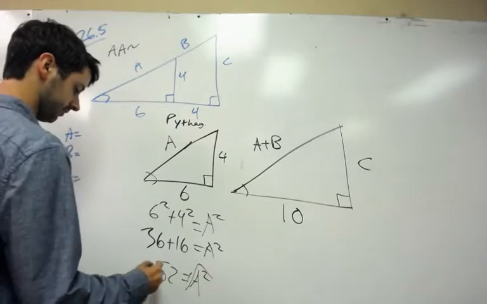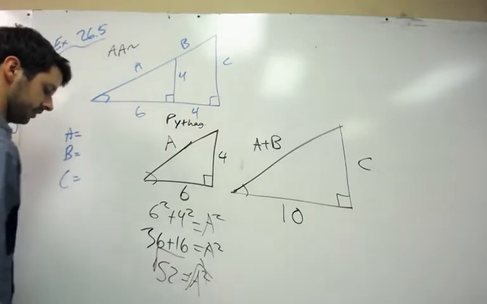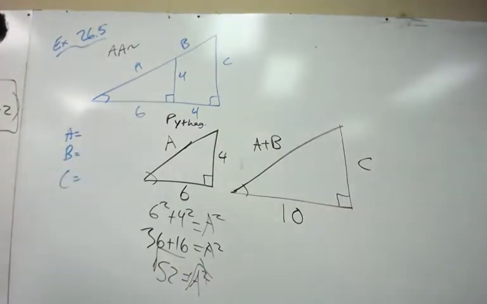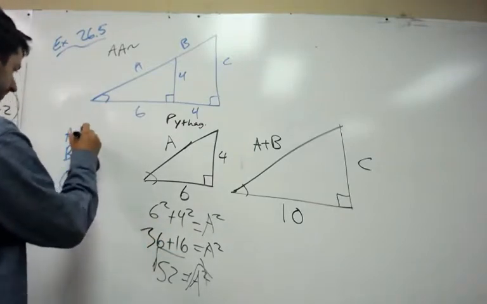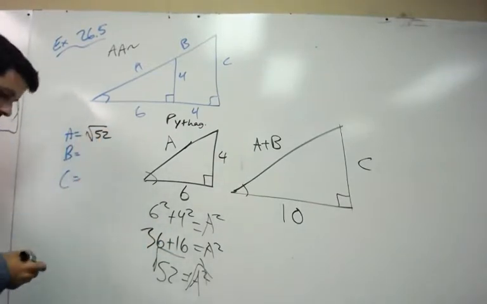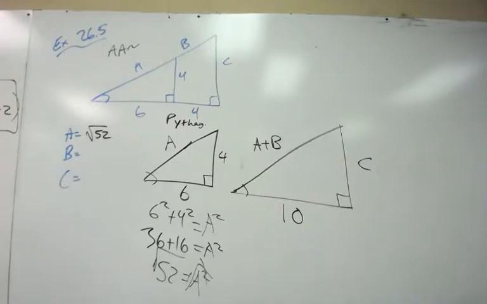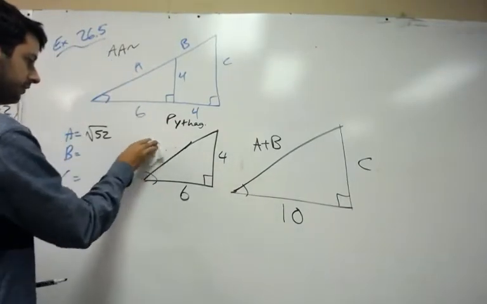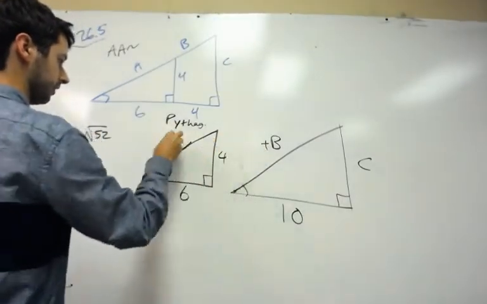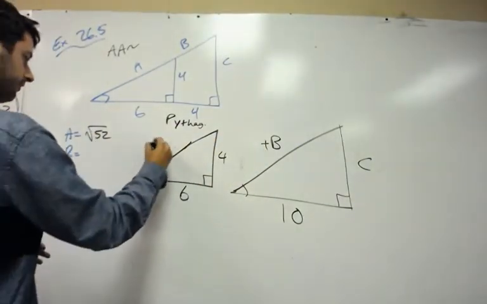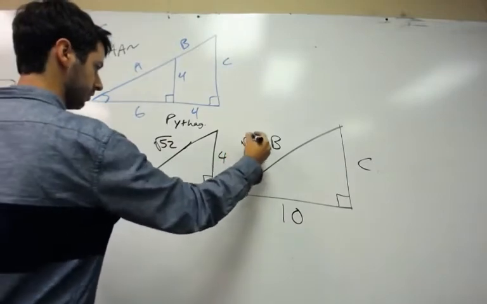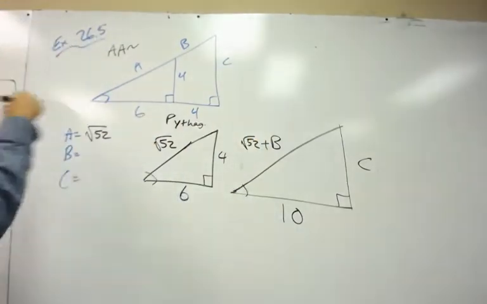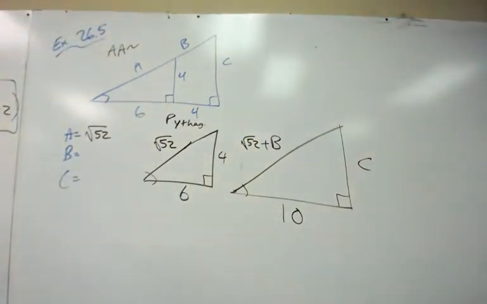Square root. So square root of 52 is A. We actually do not have to simplify that. Can leave it as square root of 52. So we have solved for A. So now I'm going to write in our A spots, square root of 52, square root of 52. So now that hypotenuse is square root of 52 plus B.